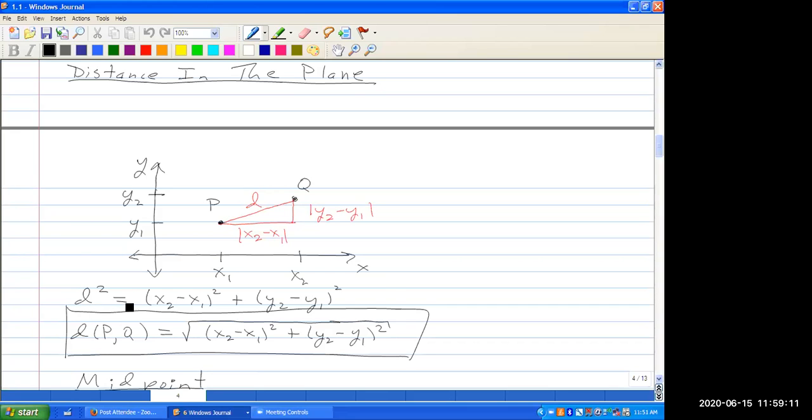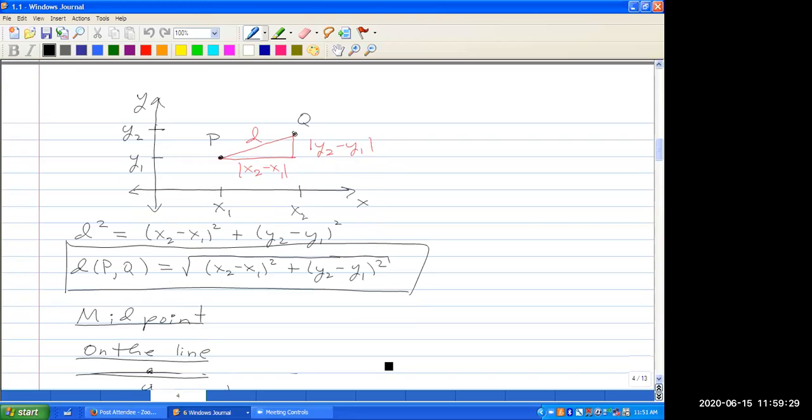So to figure out d, I just take the square root of both sides of my equation. So the distance from the point P to Q is just the square root of the sum of the squares of the differences of their coordinates.